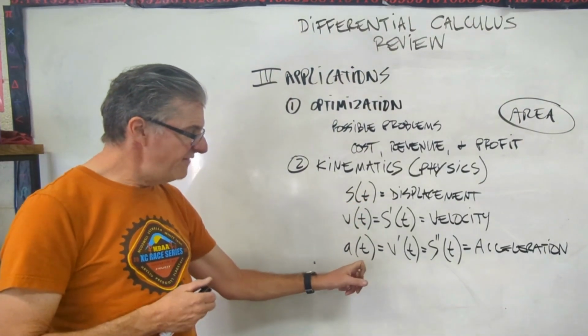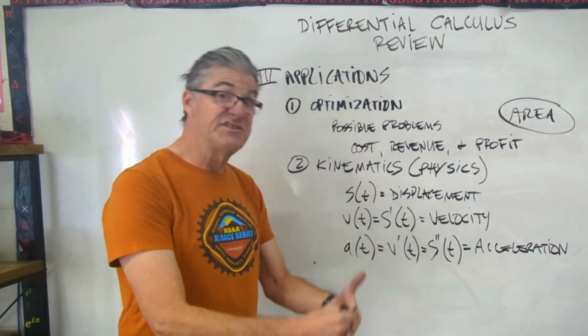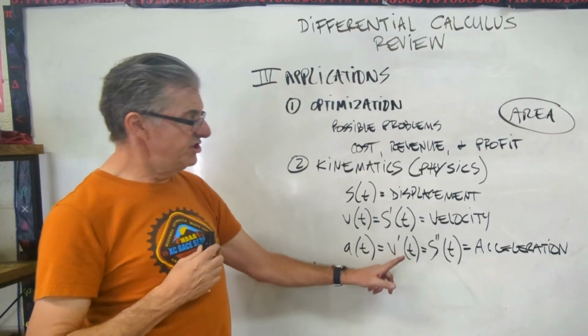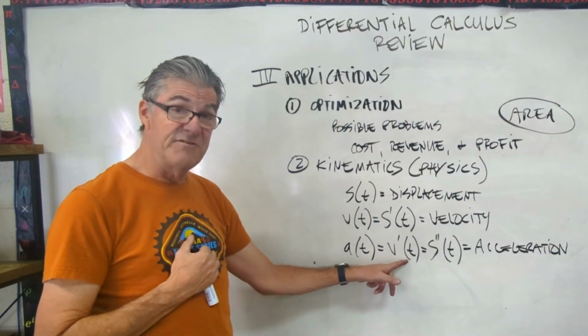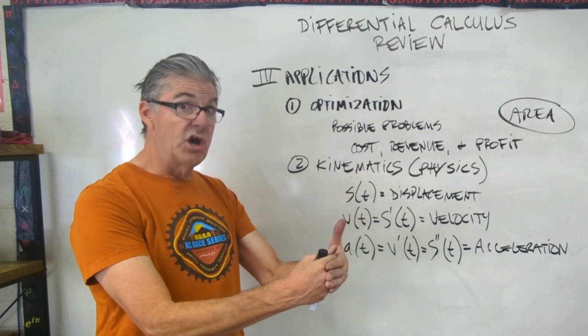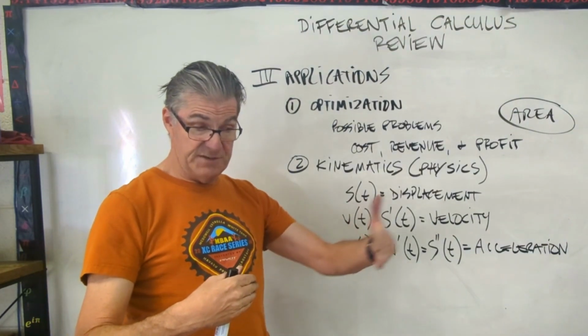Okay, then we have acceleration. Acceleration is how fast is velocity changing? That makes sense. So acceleration is just the derivative of the velocity function. So acceleration is the rate of change of the rate of change. So velocity is changing in position.